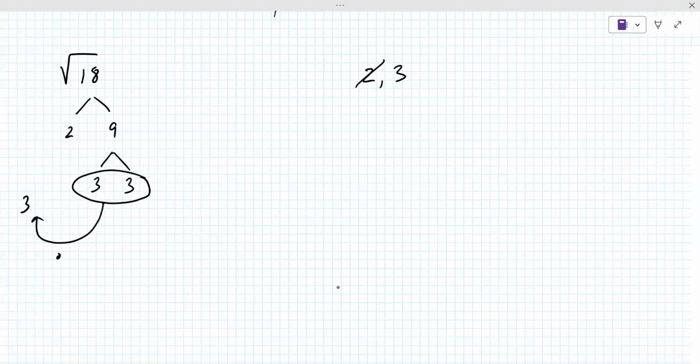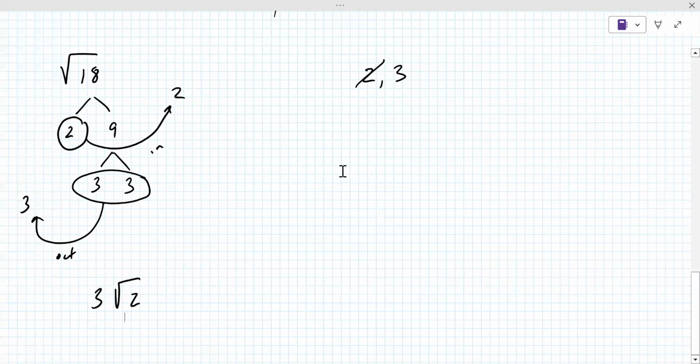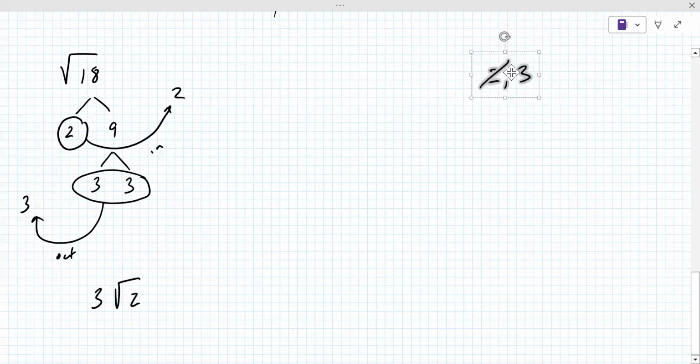So a 3 comes out, but that 2, go back to my sock analogy, doesn't have anything to pair with, so it stays in. So this time your answer is 3 square root of 2. What do you think about that? So it's just the opposite if there's another pair. Whatever the pair is, you bring that number out. If there's nothing to pair with it, it stays in. Right.